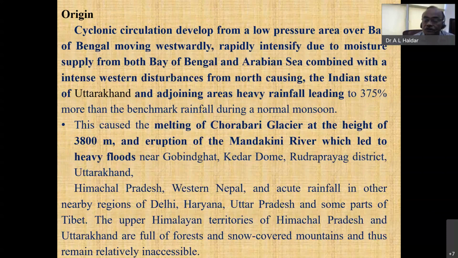So what was the origin of the 2013 flood, that tragedy? You know, there was a cyclic circulation. A low pressure area developed in the Bay of Bengal. It moved westerly and rapidly intensified, and the moisture supply was from the Bay of Bengal and the Arabian Sea also. And it added to the western disturbance. It caused a phenomenon, a flash flood taking place in Rudraprayag, Chamoli, and a total of 7 districts were affected.